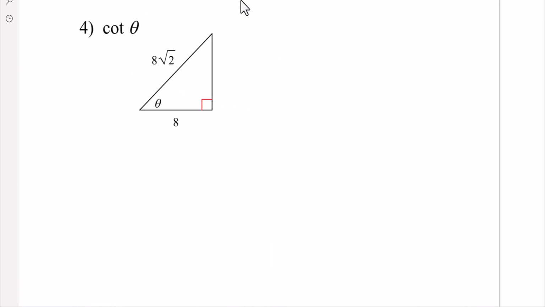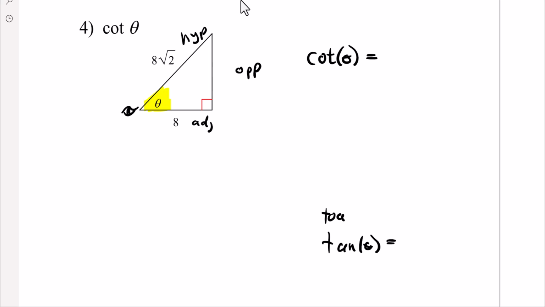Okay. Let's come down here. Let's look at cotangent right here for root 8. From the viewpoint of this angle, this is the opposite side. This is the hypotenuse. When I say viewpoint, if you're looking right here with your eye, that's the opposite side. The hypotenuse is always opposite the right angle, so the side that's left is the adjacent side. For cotangent, it's the reciprocal of tangent, TOA. O is opposite, A is adjacent. So cotangent is the reciprocal of that, adjacent over opposite.